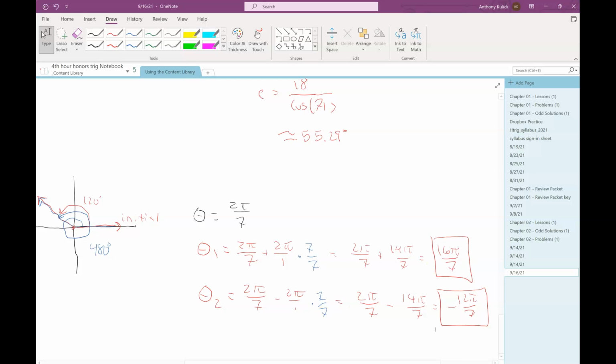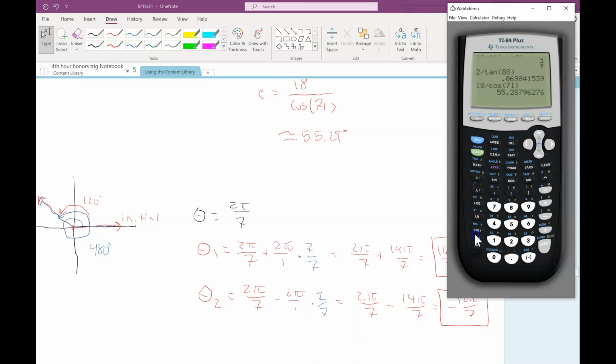And just FYI, I did all that by hand on the paper, but if you just forget about the pi's, you could do 2/7 plus 2, and then use the fraction command, and it'll give you the 16 over 7, and you just slap a pi on at the end, and let your calculator handle the fractions for you. You can do that also.